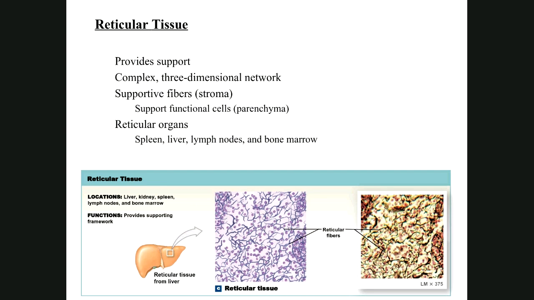Reticular tissue: the spleen is a good one, right? Lymph node, but I would also say the thymus that you see as well. It forms, they're sort of like loose, but they form a network, if you will.